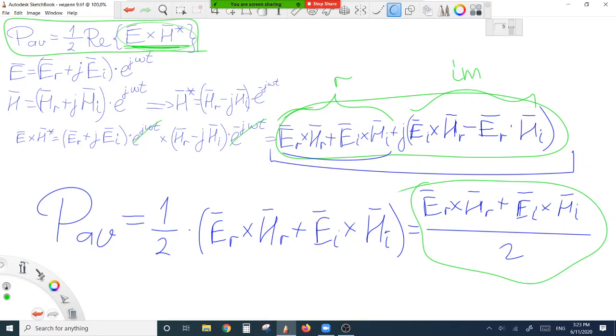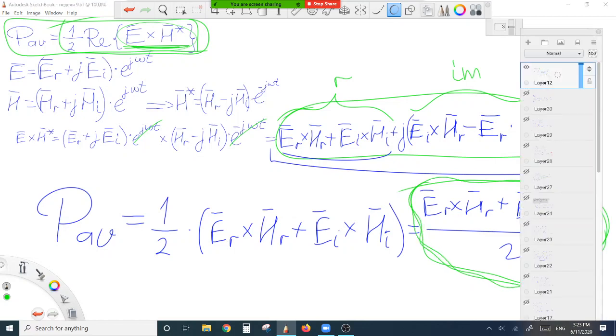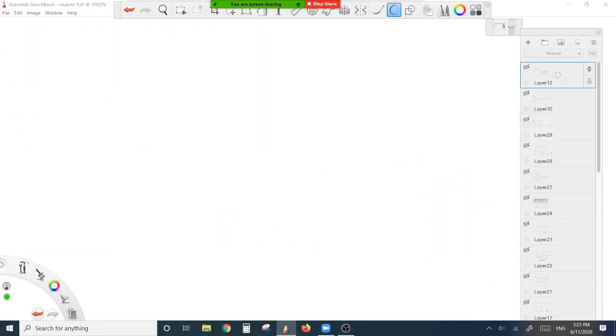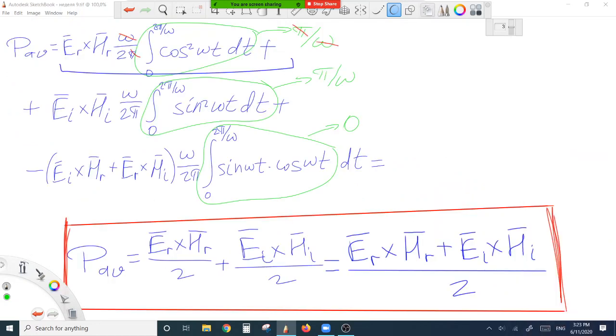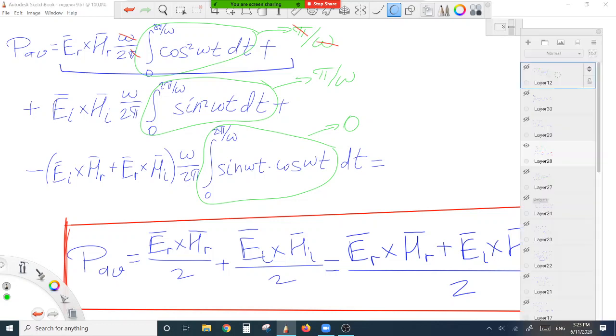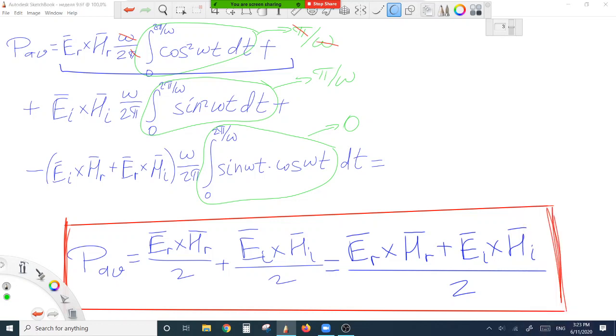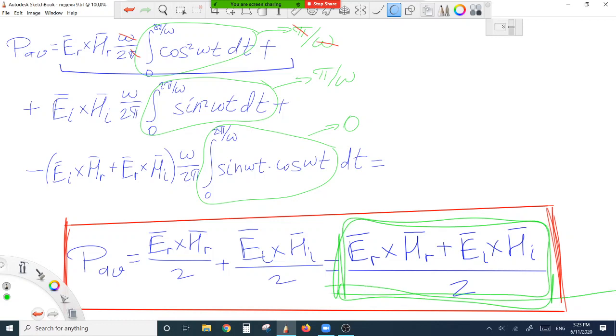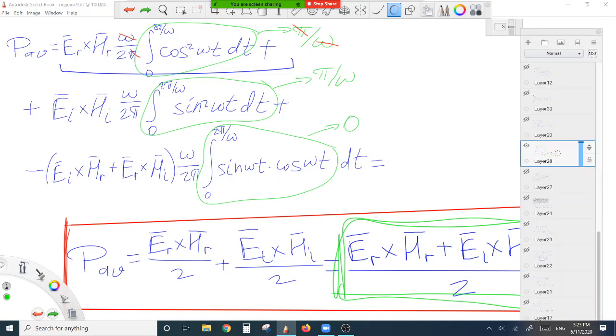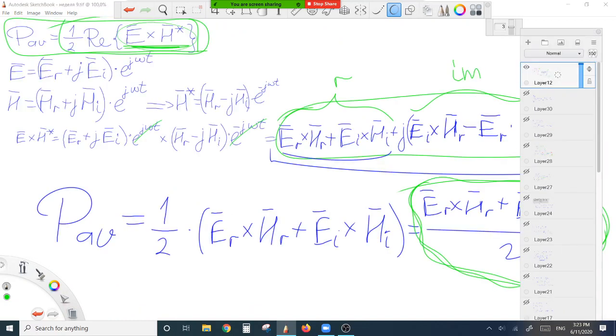So this expression is equal to this expression, and the last expression in turn is equal to the time averaged Poynting vector which we have computed yesterday, exactly this vector. Okay.